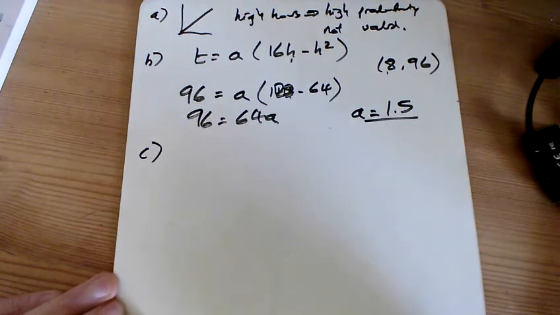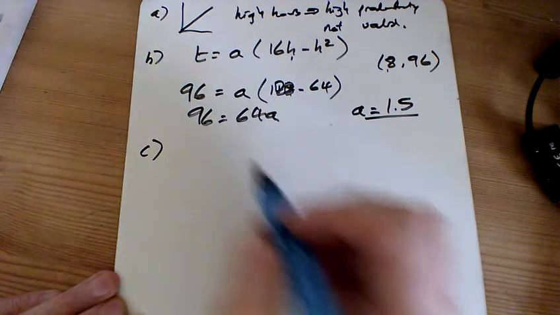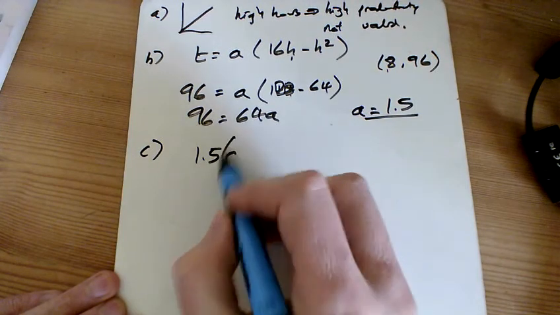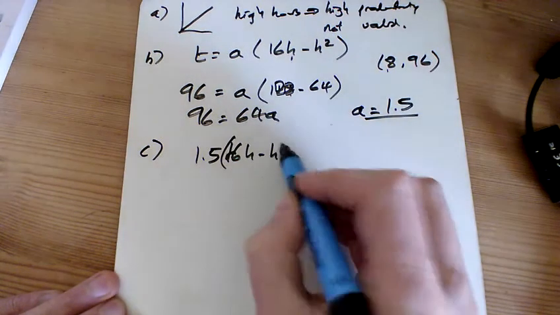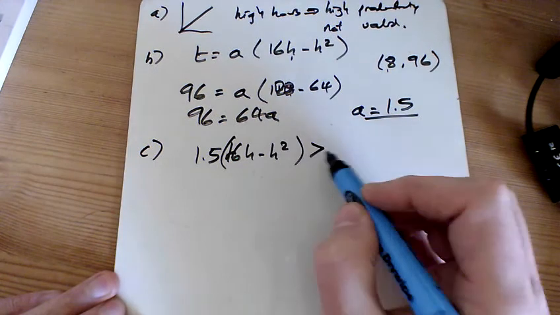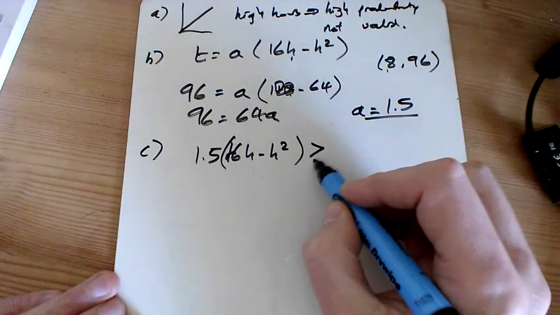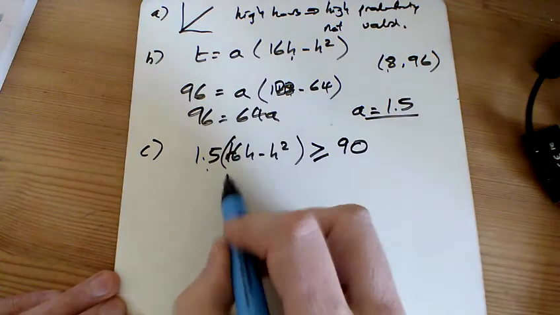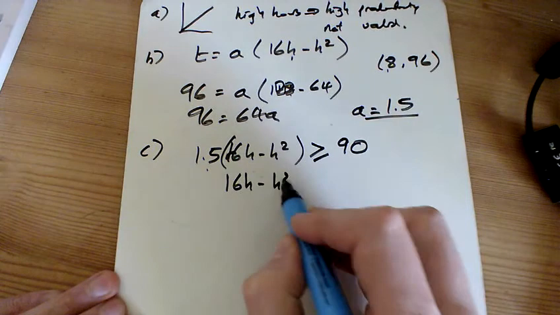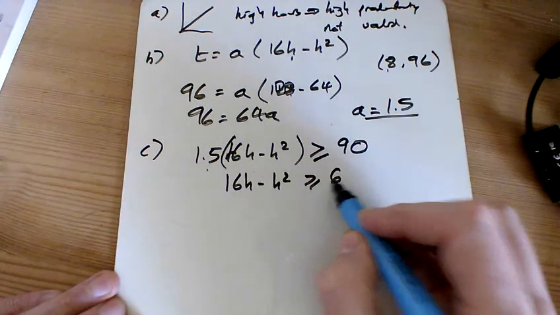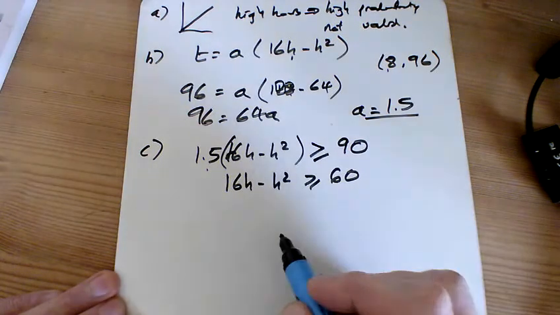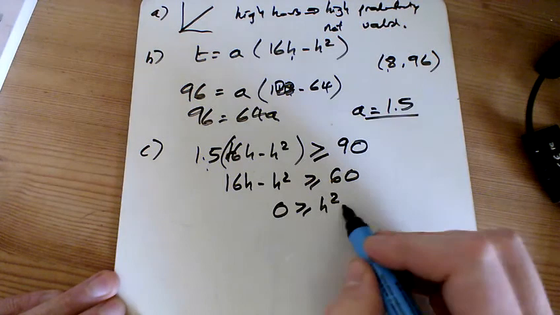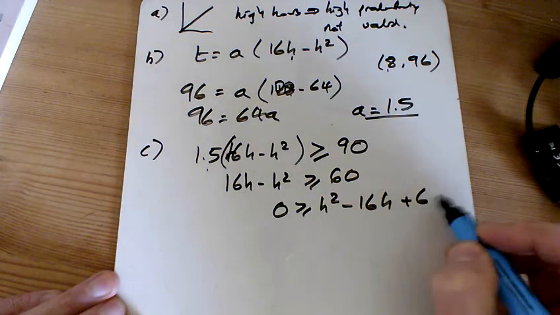So then in part C, we're asked to say that we want the productivity to be at least 90. So we want 1.5 lots of 16h minus h squared to be greater than or equal to 90. Well, if we divide both sides by 1.5, then we're going to get 60 here, aren't we? And then if we drag all that over to one side, we can get 0, h squared, minus 16h and a 60 there.